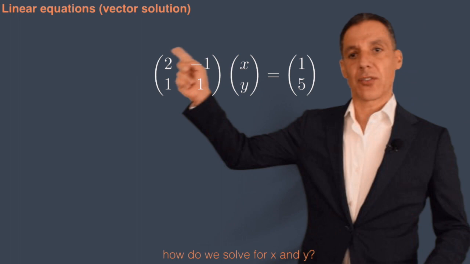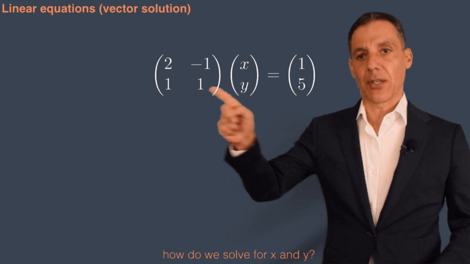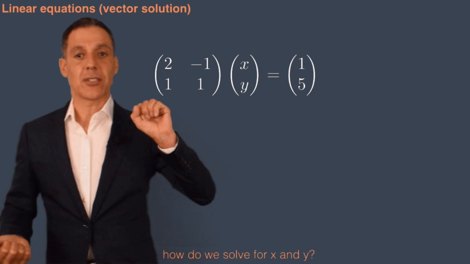Welcome back. So we now have all the machinery we need to look at the linear algebraic solution for solving simultaneous linear equations. So let me start by reminding you where we left off. We have the system of linear equations, 2x minus y is equal to 1, and x plus y is equal to 5. We've rewritten that in matrix vector notation.